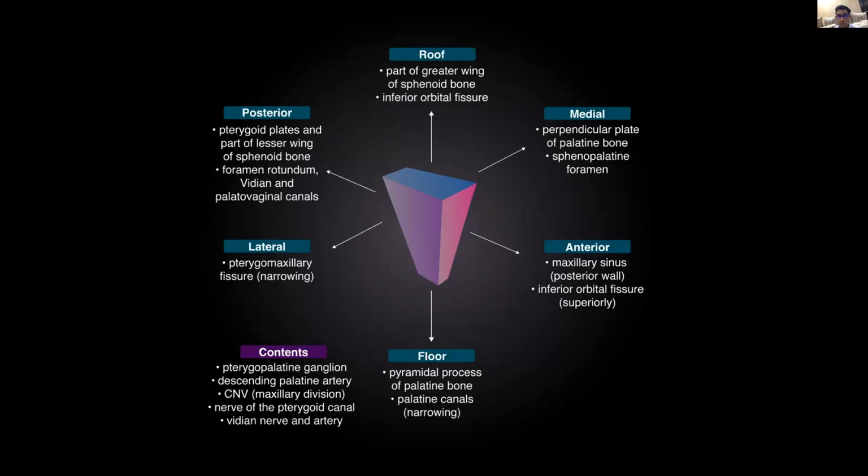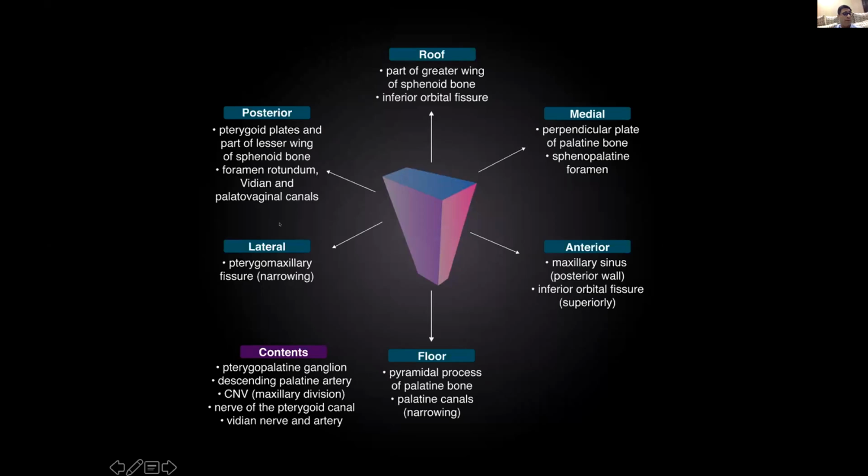Then you have the roof, which opens at the greater wing of the sphenoid and the inferior orbital fissure, and all the important foramina which are either posterior or along the roof. So the predominant number of foramina are posteriorly placed. On the top, close to the roof, you have the foramen rotundum, the Vidian canal, and the foramen ovale posteriorly.